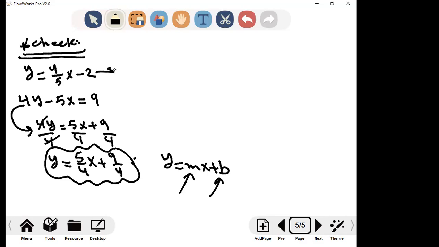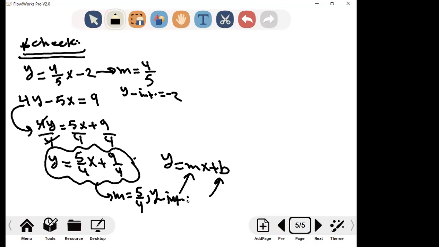Now let's go back here. What's the slope here? 4/5. What's the slope here? 5/4. We have different slopes. What's the y-intercept here? Negative 2. What's the y-intercept here? 9/4. My question is, because we have different slopes, then the two lines are not parallel.